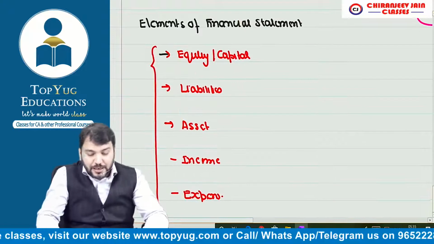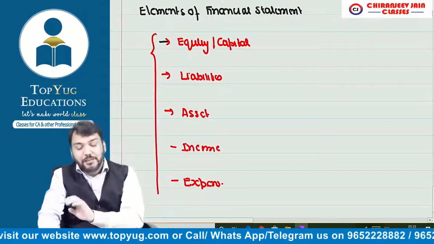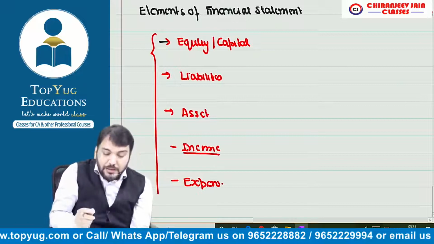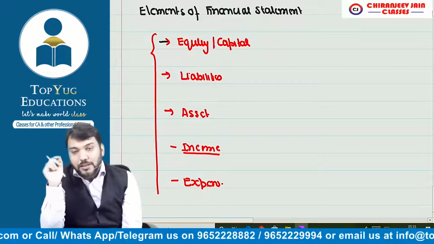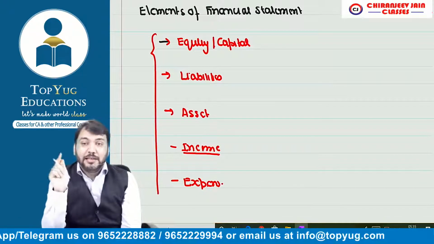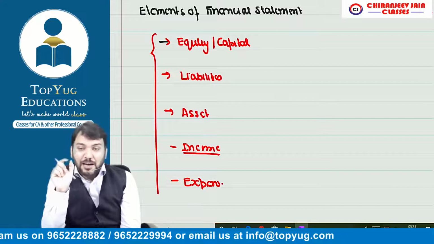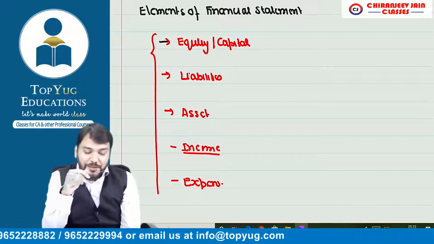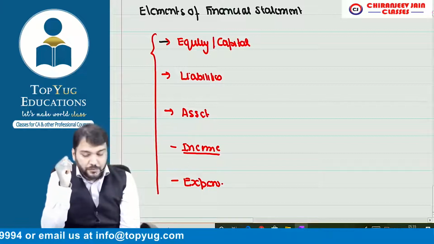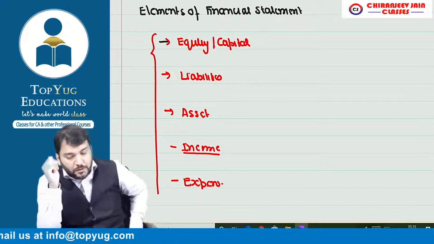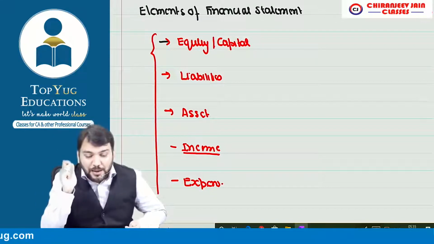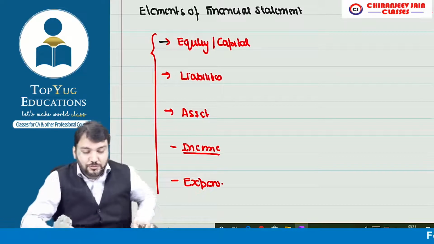Correct. Don't use the word revenue. Please don't use the word revenue. What word have I used? Income. Do not use the word revenue. Revenue is not a correct term. Income. Income includes revenue. So revenue is a what? A part of income. Revenue is a part of income. Please use the term whatever I am using. Understood? Any doubt?